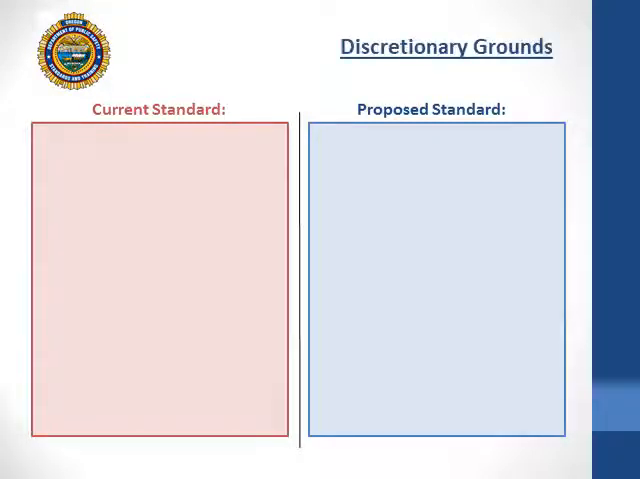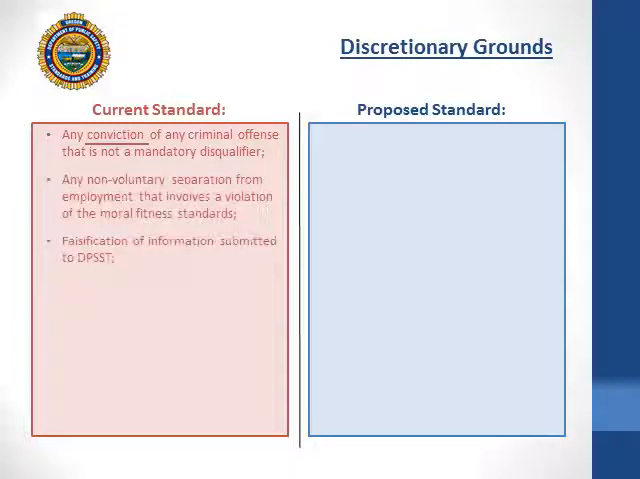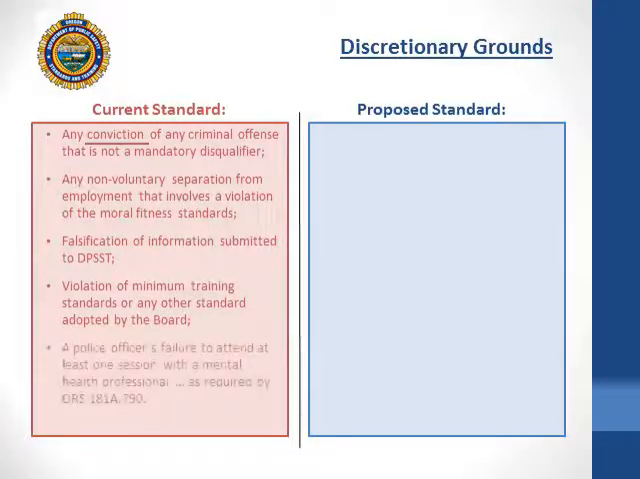Discretionary grounds for denial or revocation of public safety certifications are as follows. Under the current standard, the conviction of any criminal offense that is not considered a mandatory disqualifier. Again, please note the use of the word conviction here. Any non-voluntary separation from employment as a public safety professional, such as a resignation or retirement in lieu of termination or while under investigation. The falsification of any information submitted to DPSST, the violation of minimum training standards or any other board standard, or a police officer's failure to attend a session with a mental health professional following a situation involving a deadly use of force.